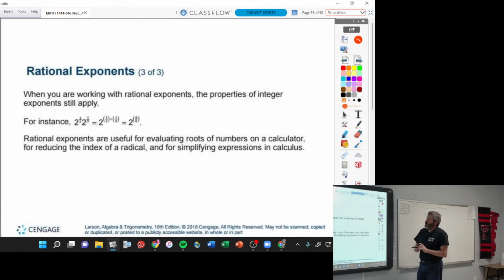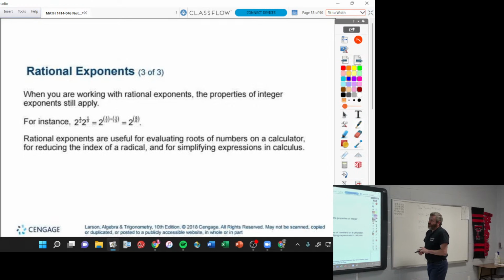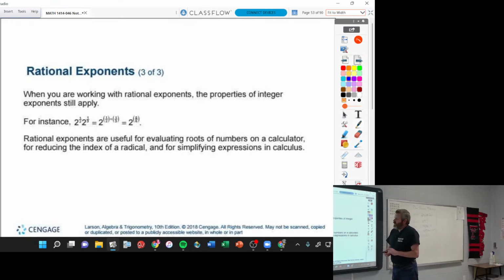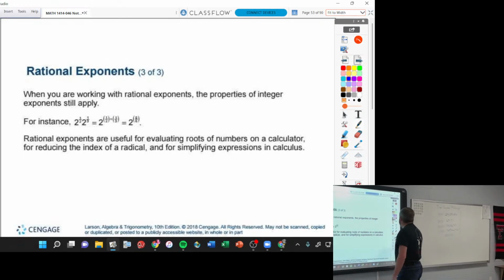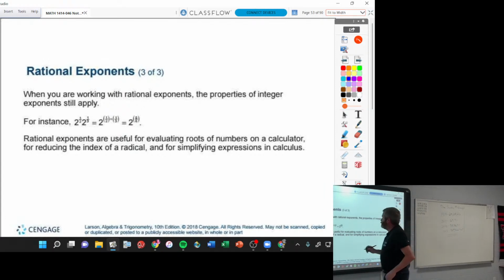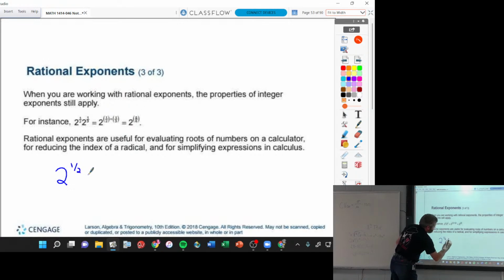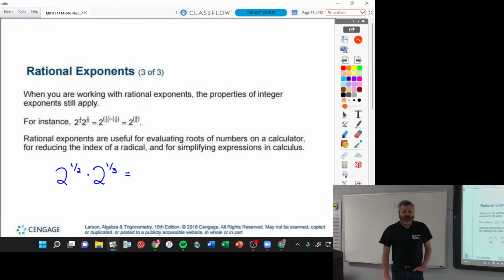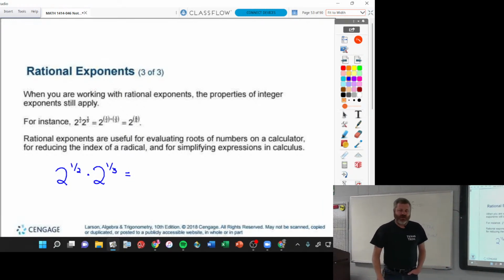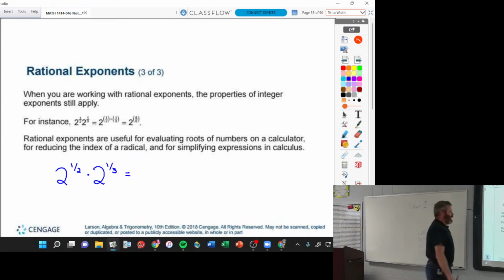And here it is. For instance, 2 to the 1/2 times 2 to the 1/3. Our properties of exponents are exactly the same. When the bases are the same, you keep the base and add the exponents.